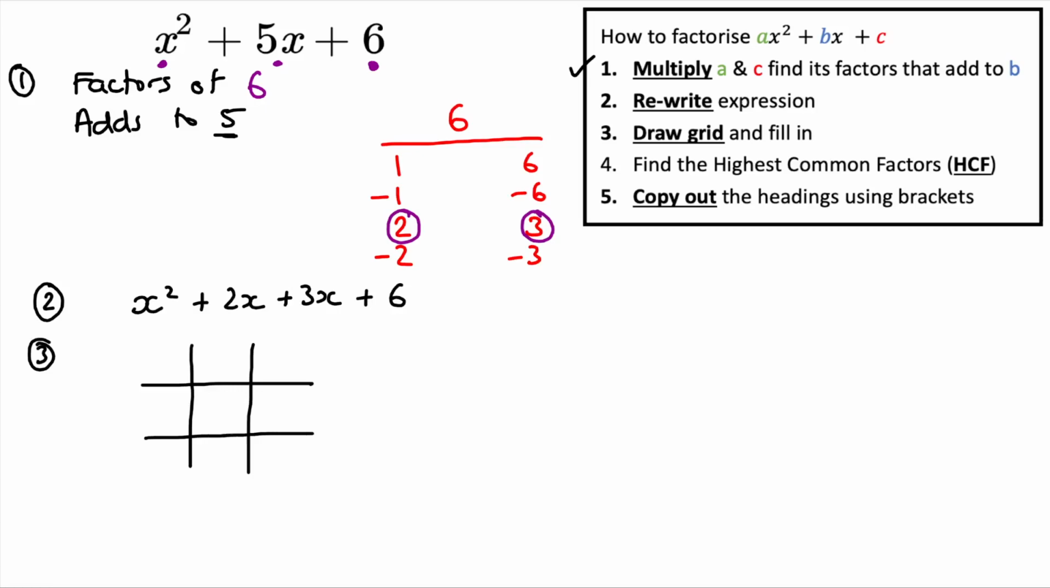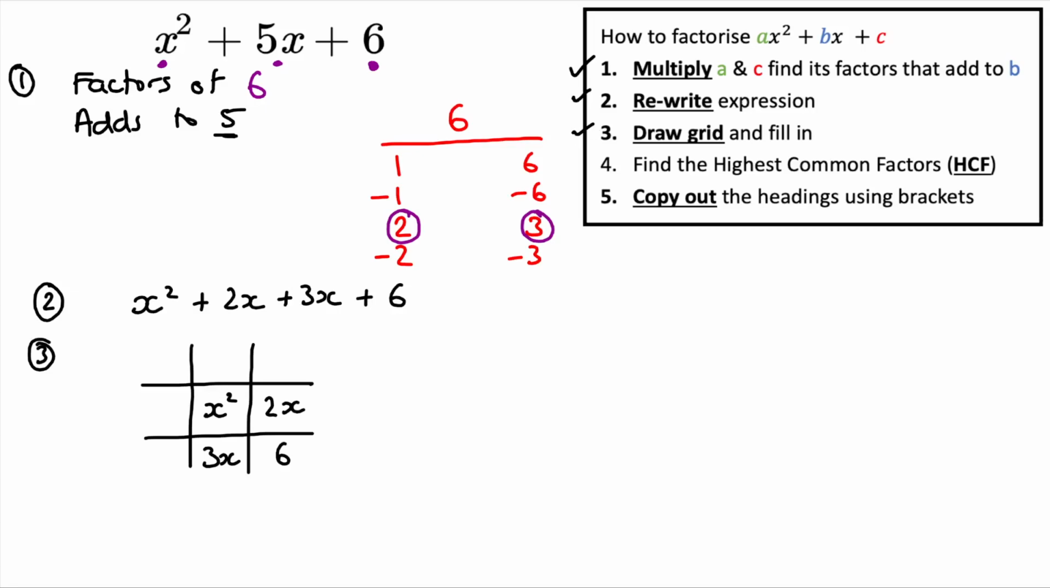And I'm going to fill it in. So I'm going to take each term, I'm going to put the x squared in the middle. Then I'm going to go 2x there, 3x underneath the x squared term, and then finally 6. That means I've done both step 2 and step 3.